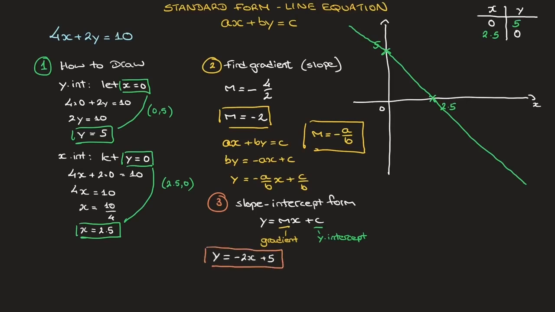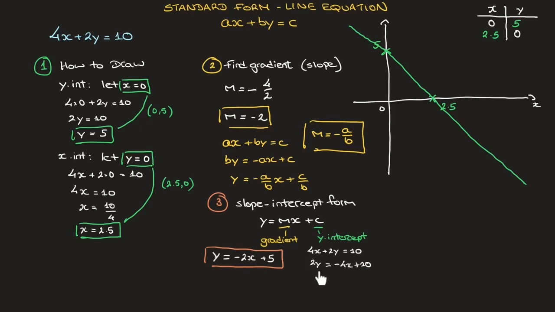On the other hand, if we were given the line equation 4x plus 2y equals 10, and we hadn't already been asked to draw it nor find its gradient, then to write it in slope-intercept form, we would rearrange this equation to make y the subject. And here's what that would look like. Starting from 4x plus 2y equals 10, to make y the subject, I start by subtracting this 4x from both sides of the equation. So that would be 2y equals 10 minus 4x, or negative 4x plus 10.